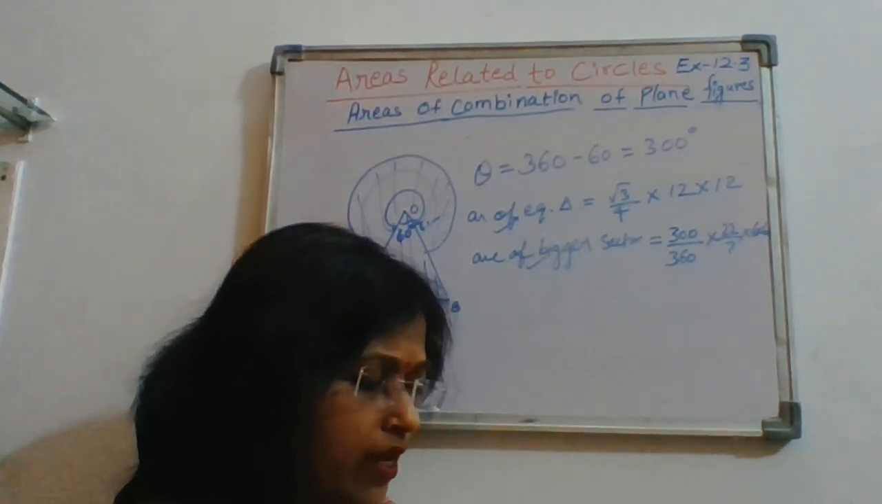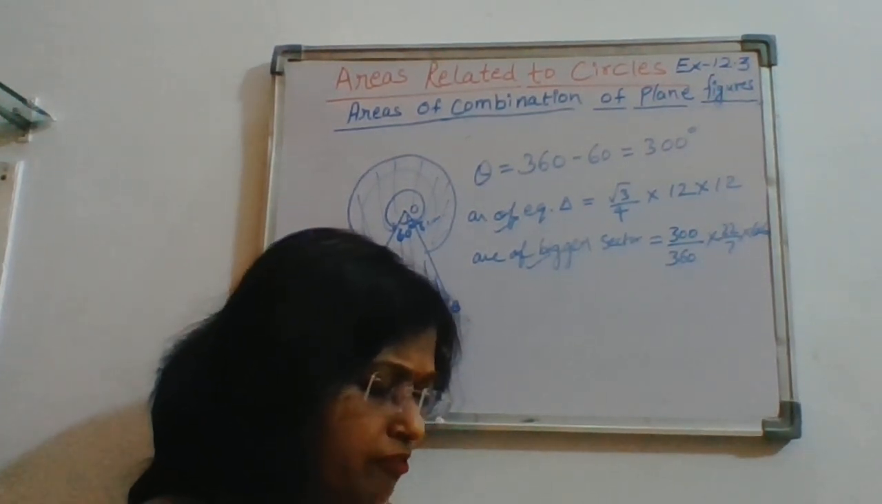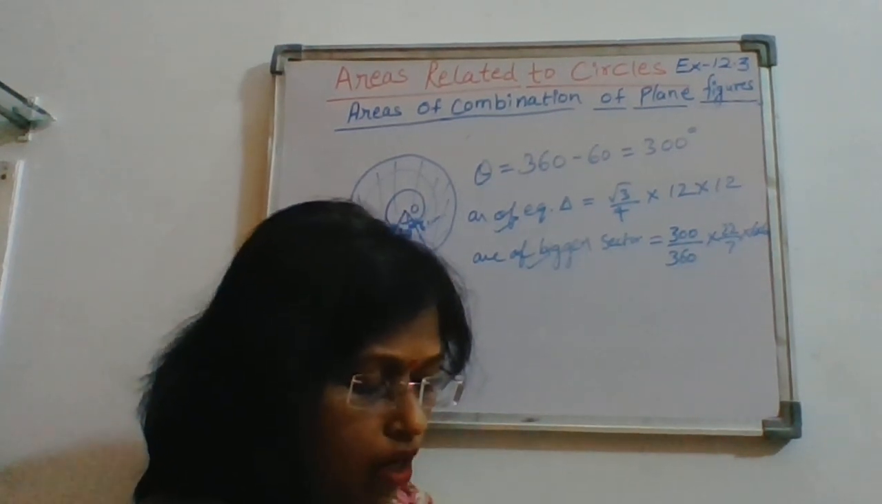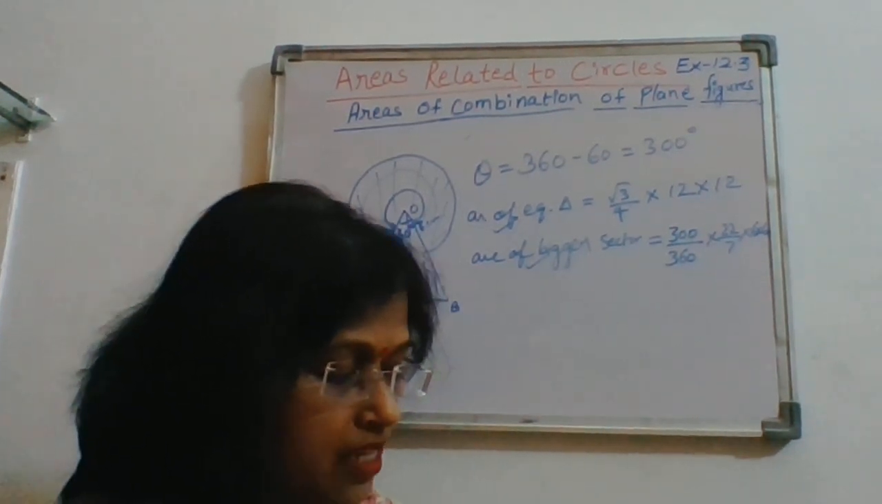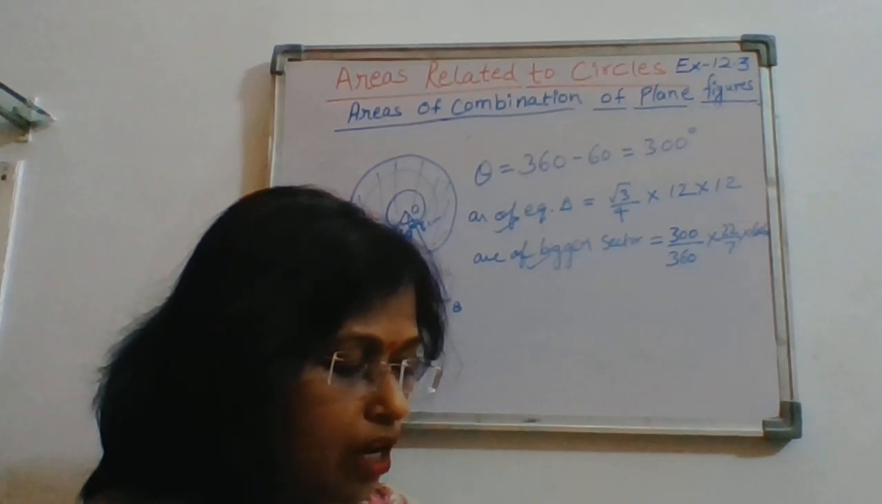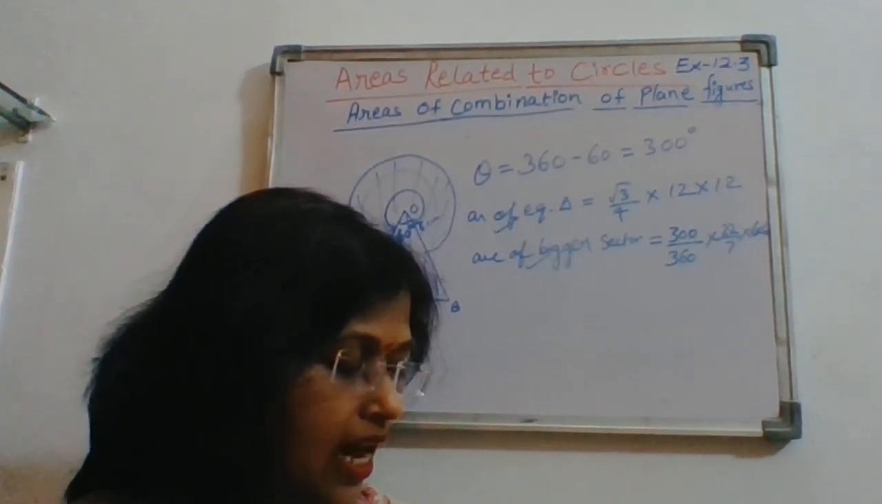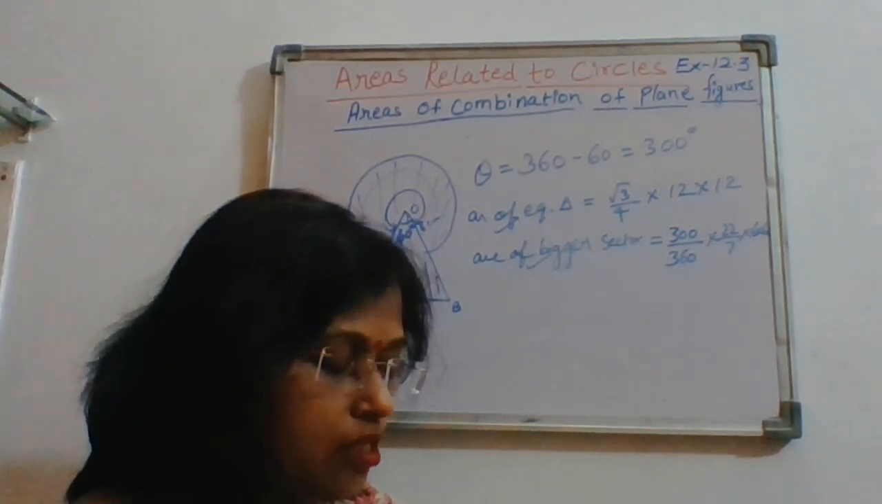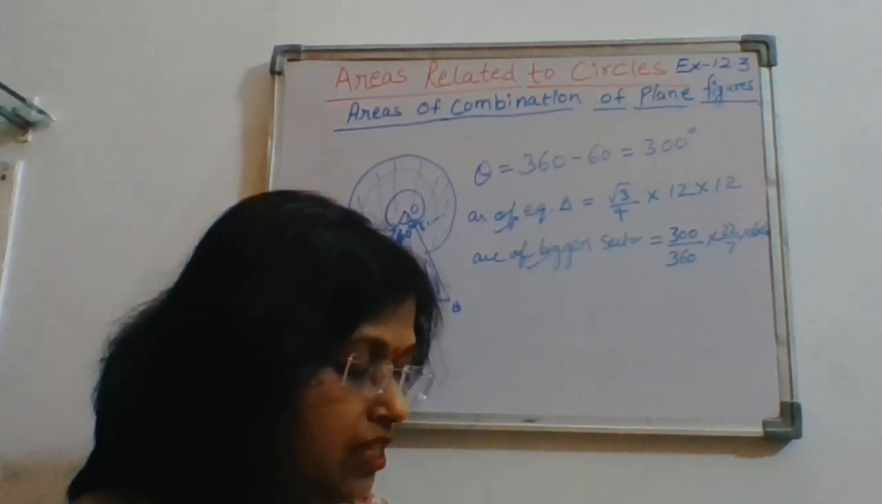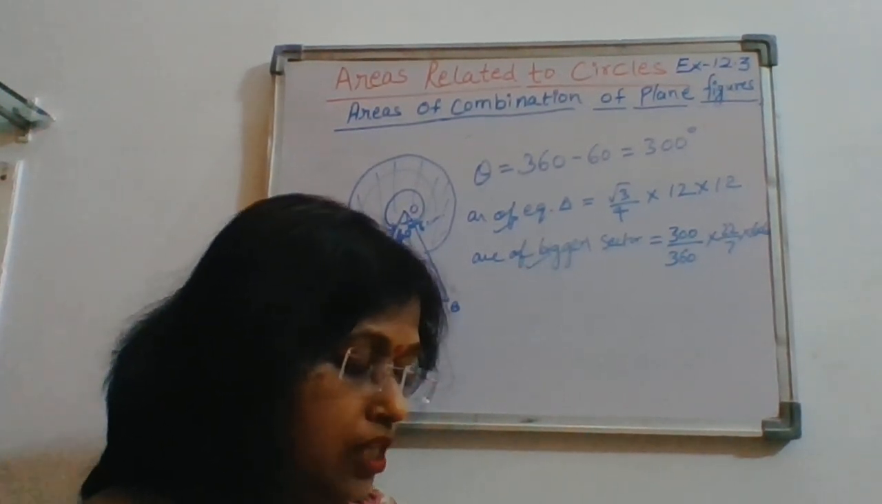See now the next one. Question number 5. From each corner of a square of side 4 centimeter, a quadrant of a circle of radius 1 centimeter is cut, and also a circle of diameter 2 centimeter is cut as shown in the figure. Find the area of the remaining portion of the square.